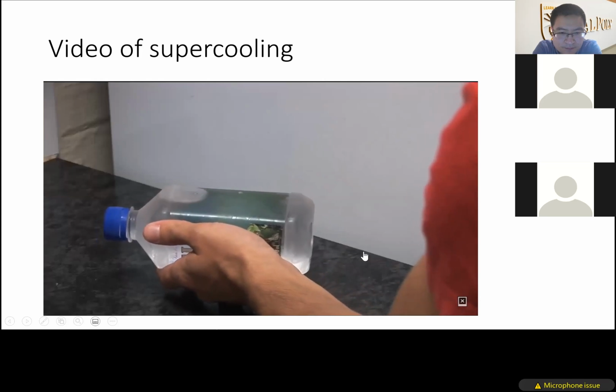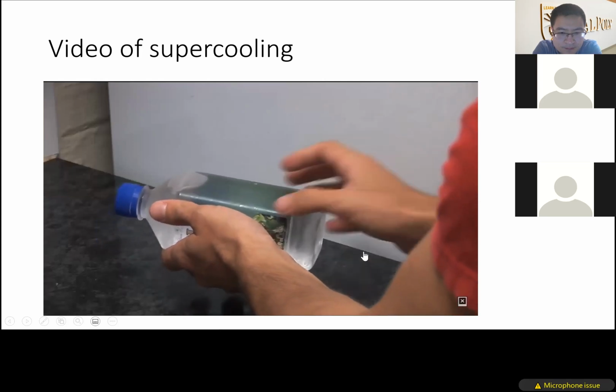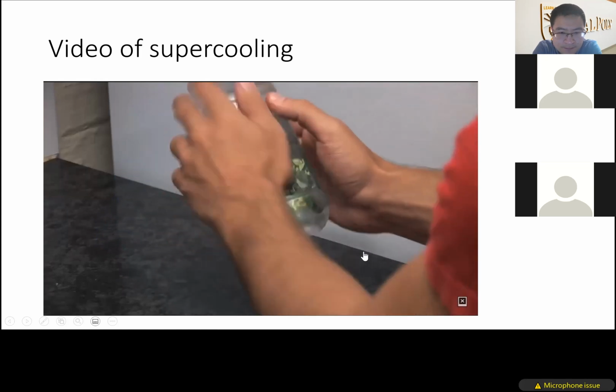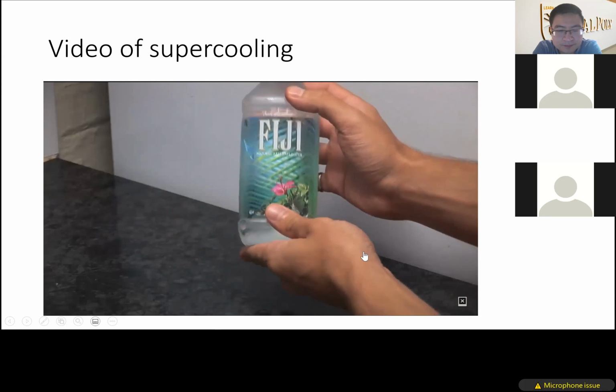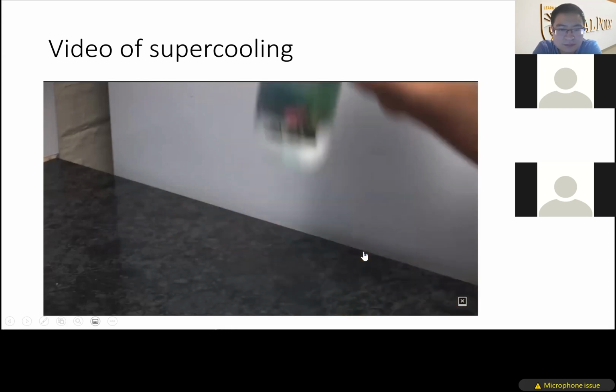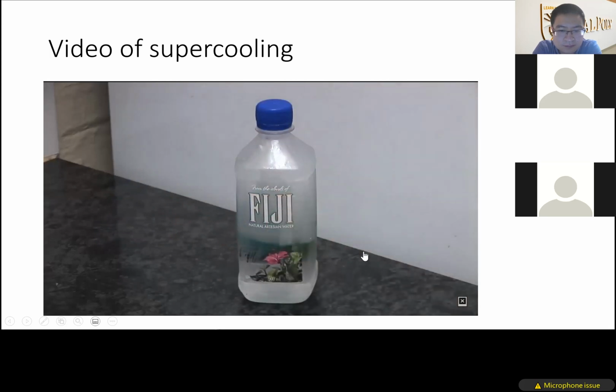And now you can see clearly that the water is still liquid. You can see this air bubble floating around. And now I'm going to bang it on the counter, and we will see if we can get an ice crystal to form. Whoa, look at that. You can see that ice crystal growing right down from the top to the bottom.